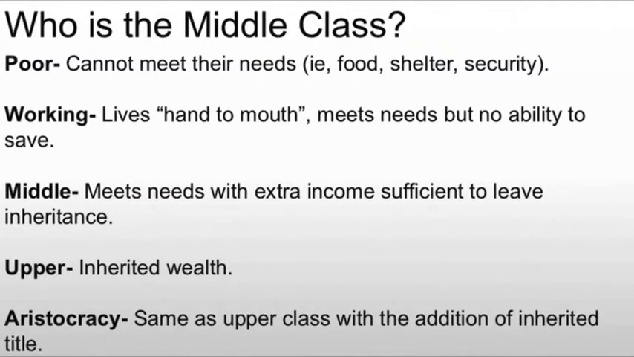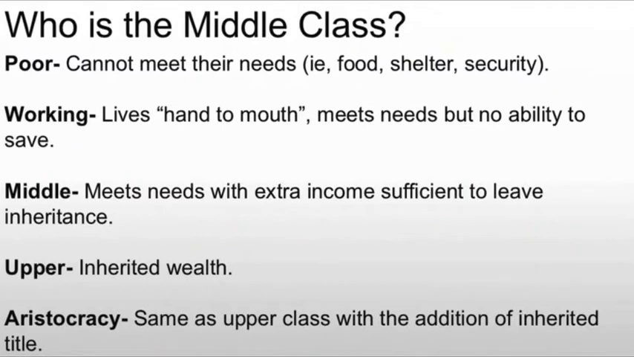When we look at the class system, we're really looking at 5 classes. And the upper 2 depend on the society, whether there's an aristocracy or not. So when we talk about the poor, we're talking about people who cannot meet their needs, i.e. food, shelter, and security. When we talk about the working class, these are people who can meet their needs, but they don't have the ability to save. So they're living hand to mouth. That check that they make on Friday lasts just long enough to get to the next one. They're not starving, but they're not going to be passing on anything to their children, which becomes a key element here.